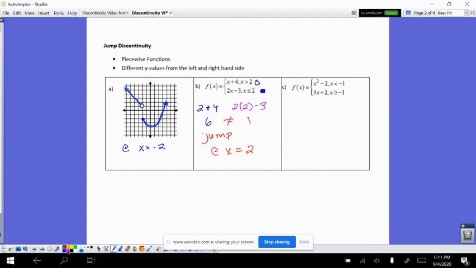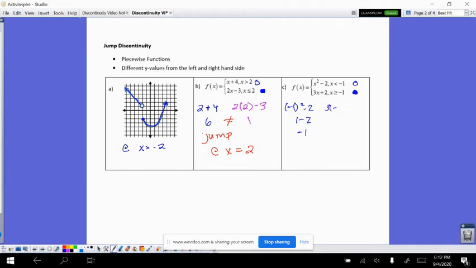Here's the same idea, but with a quadratic function and a linear function. We can see the quadratic function would end in an open circle, the linear function would end in a closed circle, and the transition is at negative 1. So remembering PEMDAS, we'll plug in negative 1, square that and subtract 2, gives us a value of negative 1 for the quadratic, the first function.